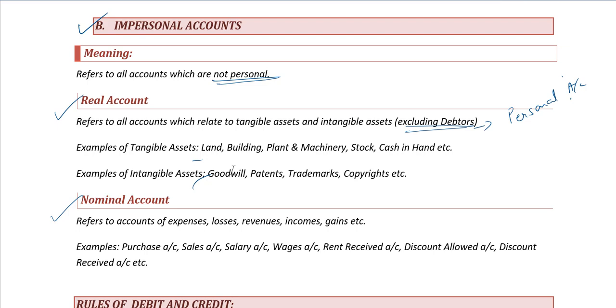What about nominal account? It refers to accounts of expenses, losses, revenues, incomes, gains, etc. Examples are purchase account, sales account, salary account, wages account, rent received account, discount allowed account, and discount received account. So purchase account is an expense account, sales account is a revenue account, salary account and wages account are expense accounts, rent received is an income account, discount allowed is a loss account, and discount received is a gain account.